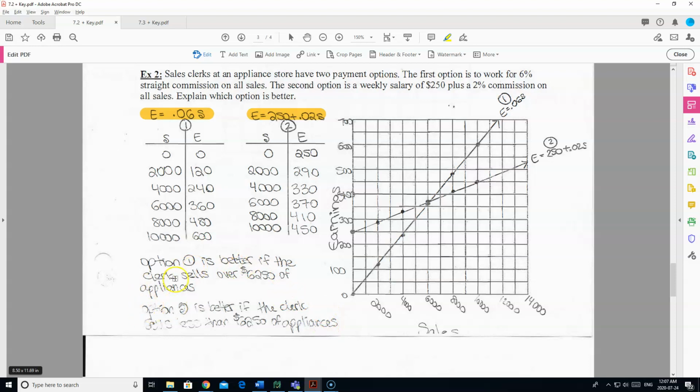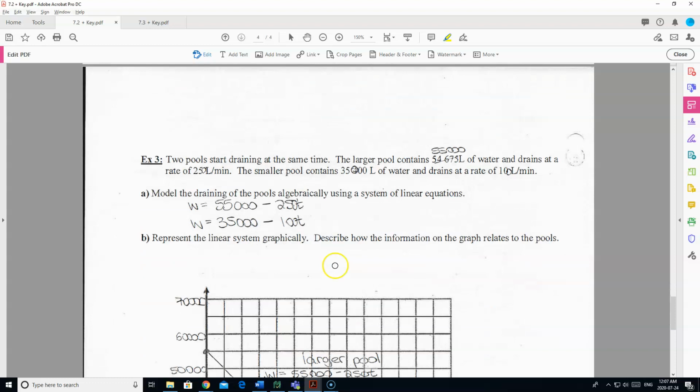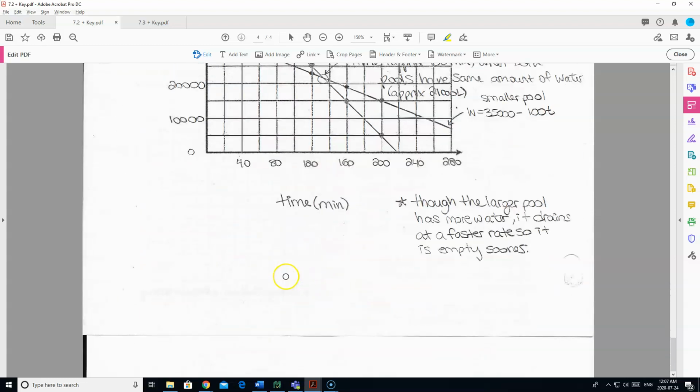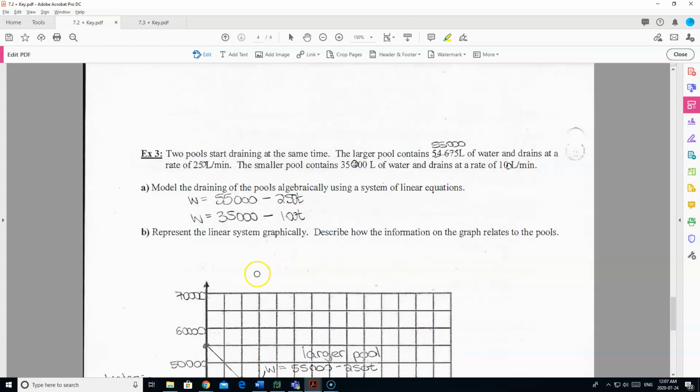And that's pretty much all it says for option 1 and 2, so I kind of explained it. Okay, so example 3, and I think this is it for 7.2.